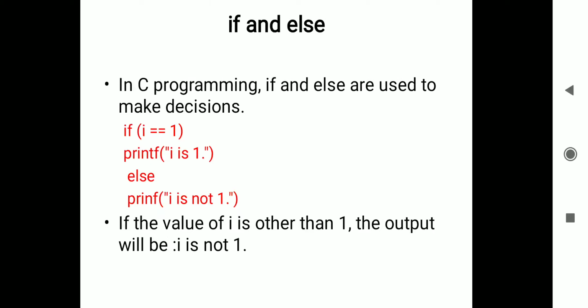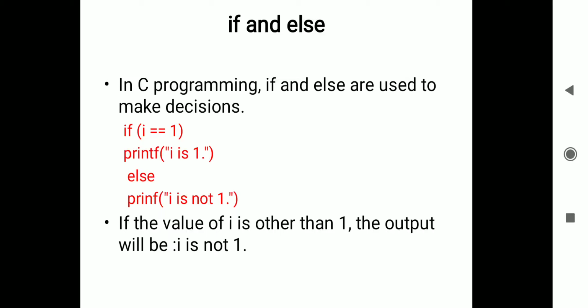Next are the if and else keywords. In C programming, if and else are used to make decisions. Means in decision making conditions you have to use if and else. For example, if, in opening and closing brackets i is equal to 1, write down printf i is 1, else printf i is not 1. In the right condition you get the output i is 1, and in the wrong condition the output displayed on screen is i is not 1.